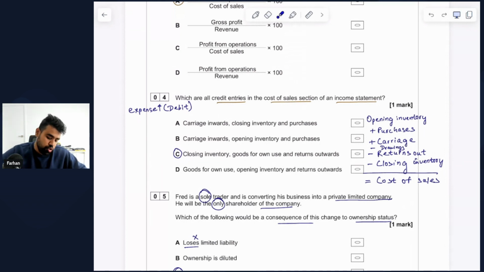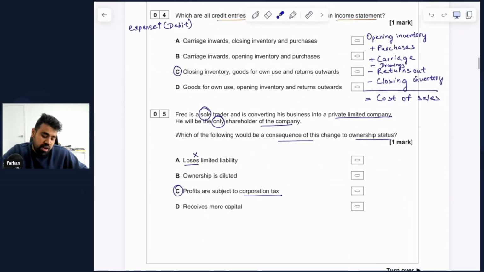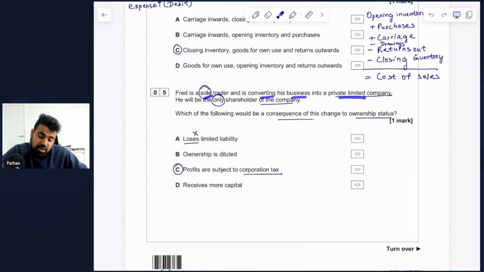Moving on now to question number 5. Fred is a sole trader and is converting his business into a private limited company. He will be the only shareholder of the company. Which of the following would be a consequence of this change to ownership status? Now, this is pretty straightforward. So, profits are subject to corporation tax.